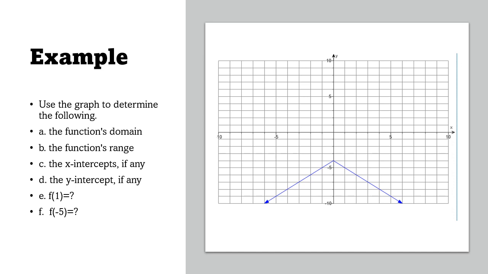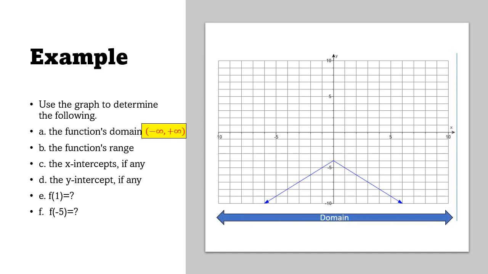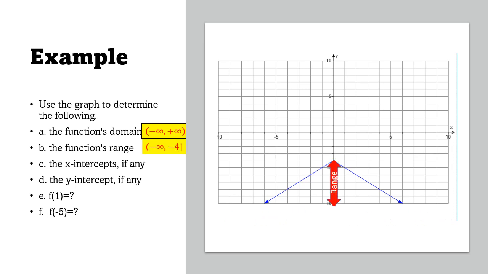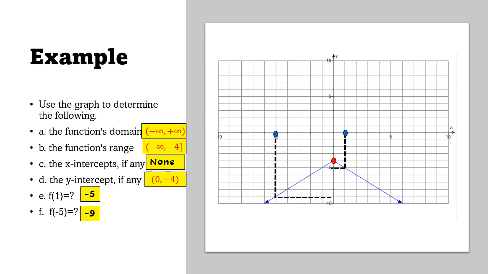Another example, the domain is -infinity to +infinity. The range is from -infinity to -4. X-intercept: none. Y-intercept is (0, -4). f of 1 is -5, and f of -5 is -9.